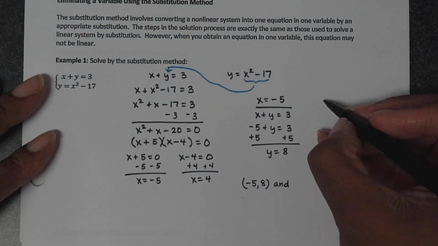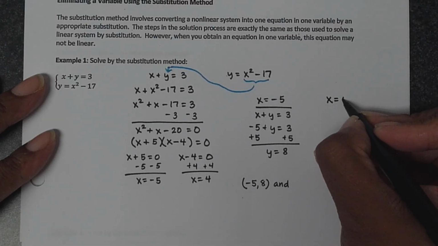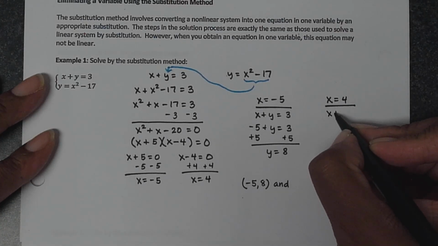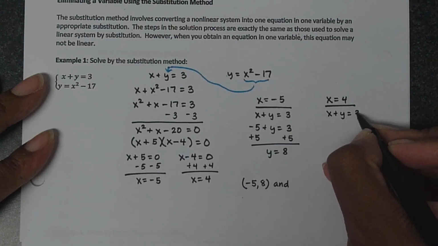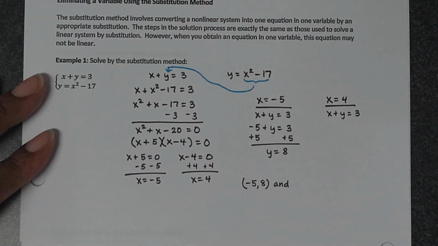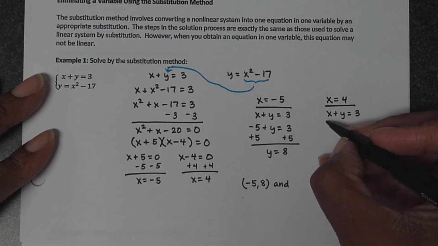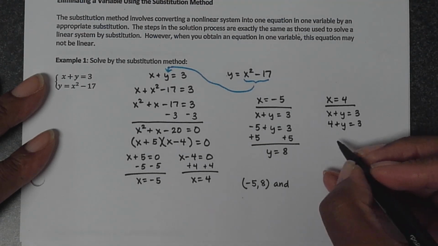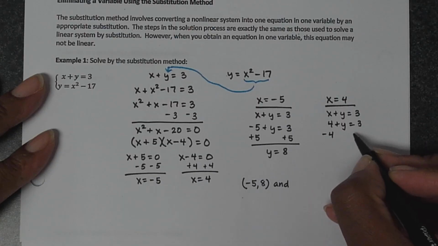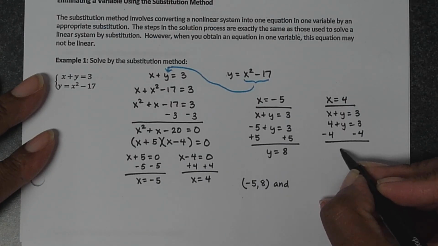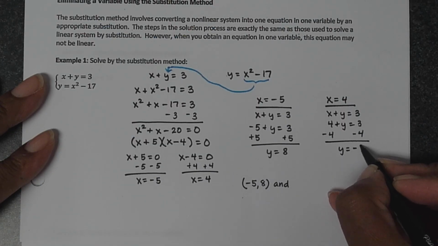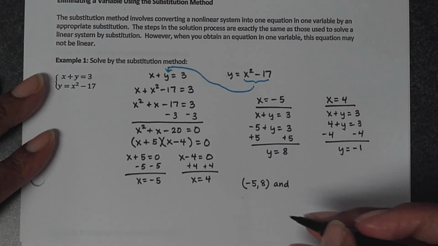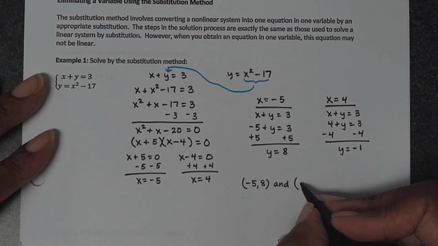And let's find out what my other ordered pair is when I have x equal to 4. And I'll still use x plus y equals 3. That's one of my two equations. And substitute the x with 4. So it'd be 4 plus y is equal to 3. And to solve for y, we subtract 4 to get y is equal to 3 minus 4, which is negative 1. So when x is 4, my y coordinate would be negative 1.